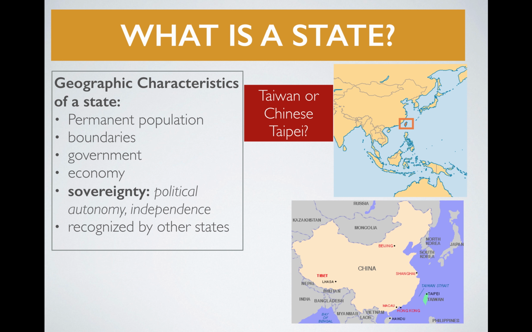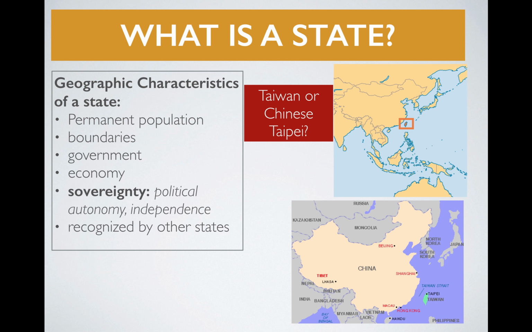And here's where sovereignty comes in. Must have sovereignty. When the United States was the 13 colonies, we did not have sovereignty. Therefore, we were not a country. We were not a state. But now, with independence, we have complete autonomy, complete sovereignty. And the last piece is that to be a state, you must be recognized by other states.